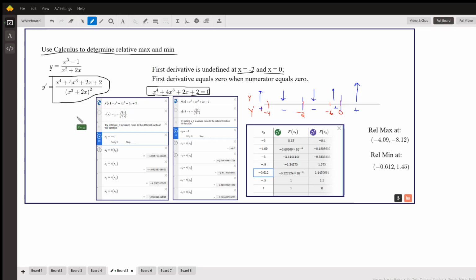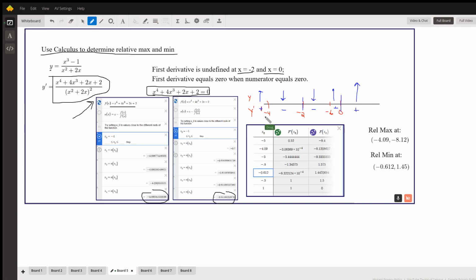And here's some examples of using Newton's method to find out when this function equals 0. Turns out at about -4.09, the first derivative is equal to 0. And also at -0.612 it is equal to 0. So here's a picture of the first derivative test.